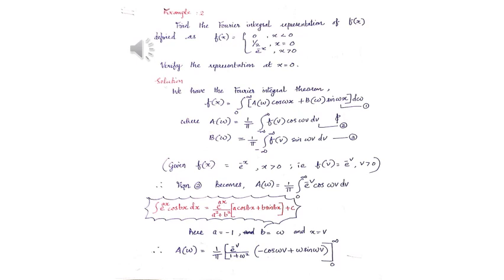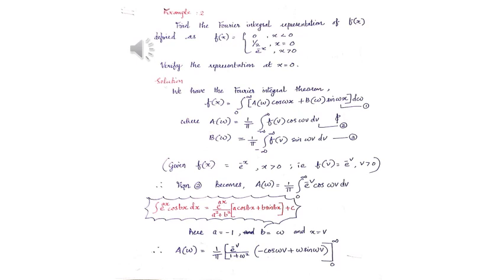So first of all equation 2 becomes a of omega is equal to 1 by pi integral from 0 to infinity. Our general limit starts from minus infinity up to infinity, but here our limit is from 0 to infinity. So 1 by pi integral from 0 to infinity of e raised to minus v cos omega v dv.